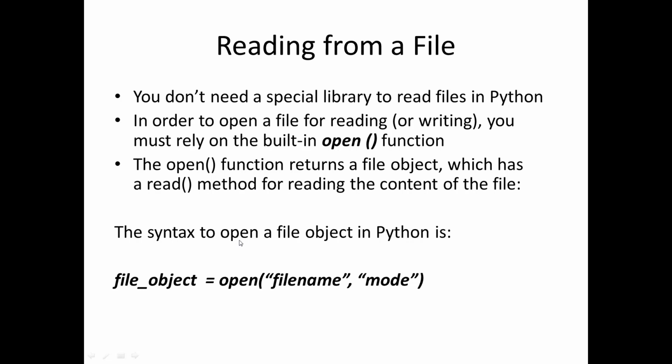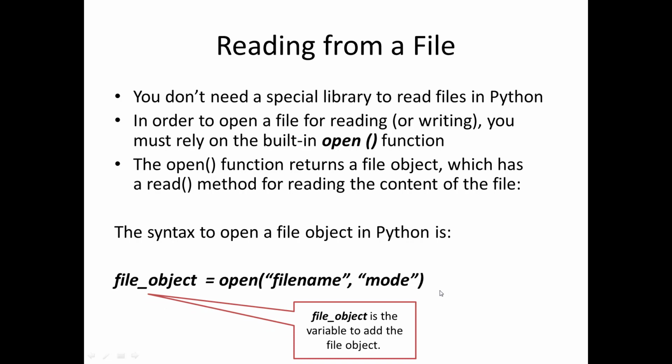So the syntax to open a file object in Python is as follows. You have a file object, and you'll see as we progress through the video this will be a variable name, equals open the file name and the mode that you want to open the file. So you see here the file object is going to be a variable here that we're going to use to open the file.